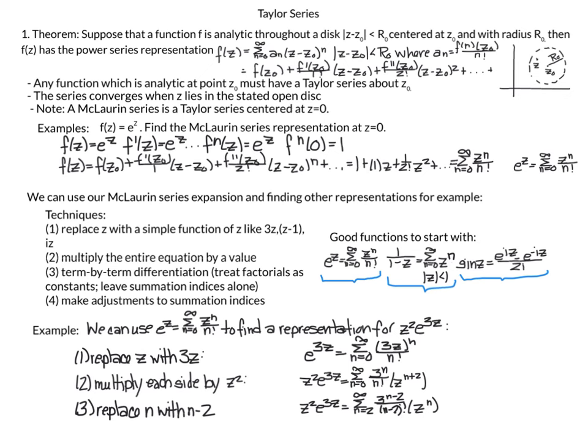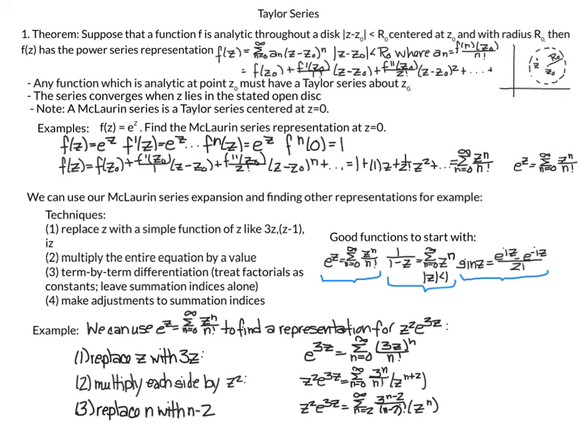The example is we want to represent z squared e to the 3z as a Maclaurin series. So we can start off by choosing one of these three and then manipulate it until it looks like this. And as you can see, this sort of looks most similar to e to the z. So we're going to use e to the z equals the sum from n equals 0 to infinity of z to the n over n factorial to find a representation for z squared e to the 3z.